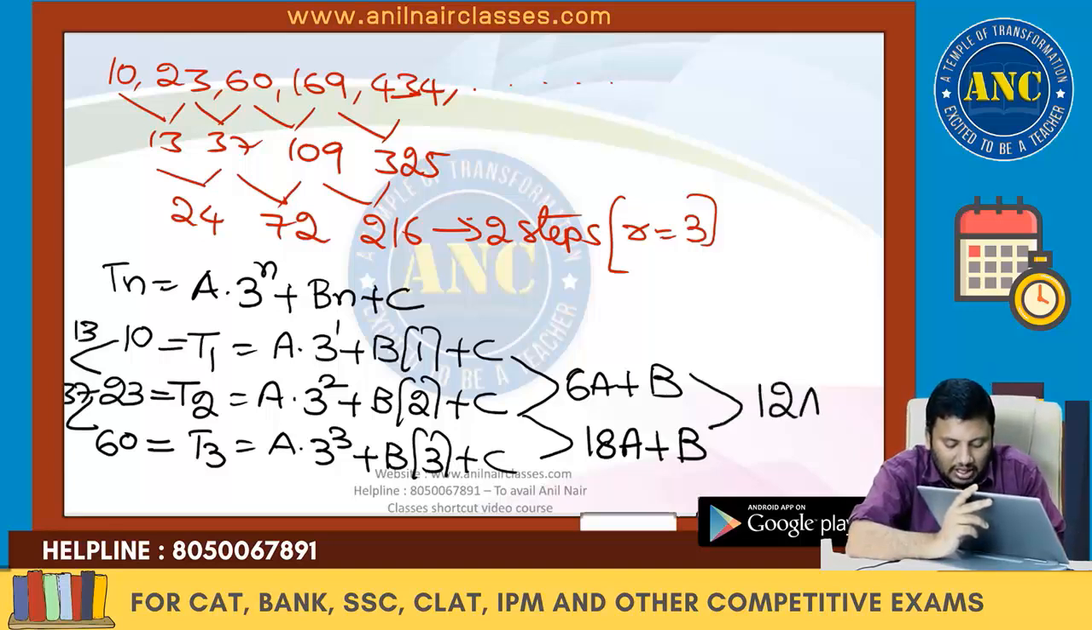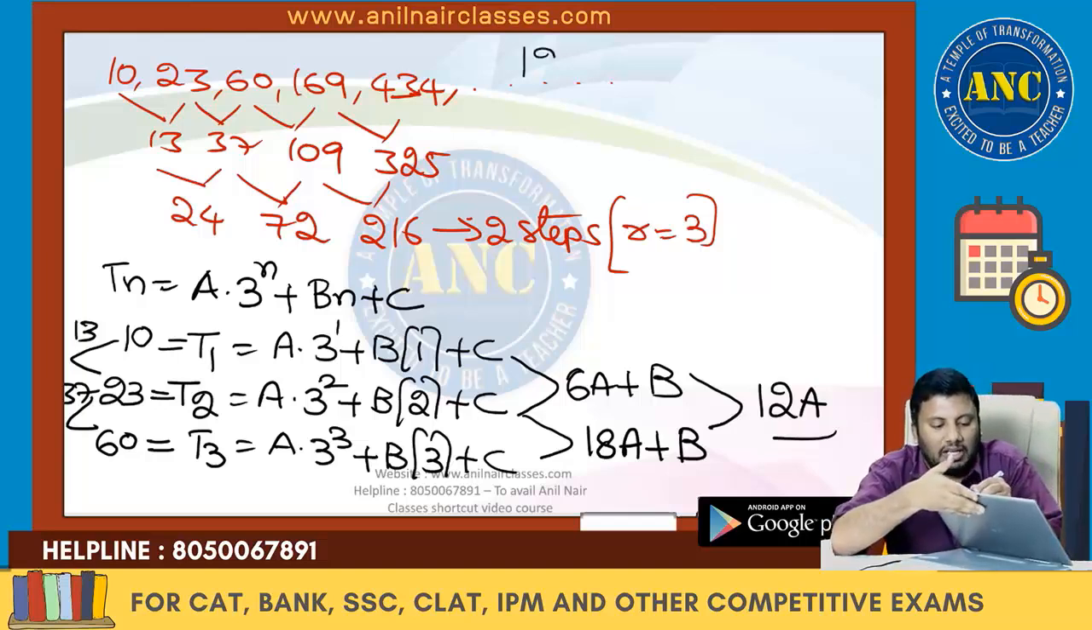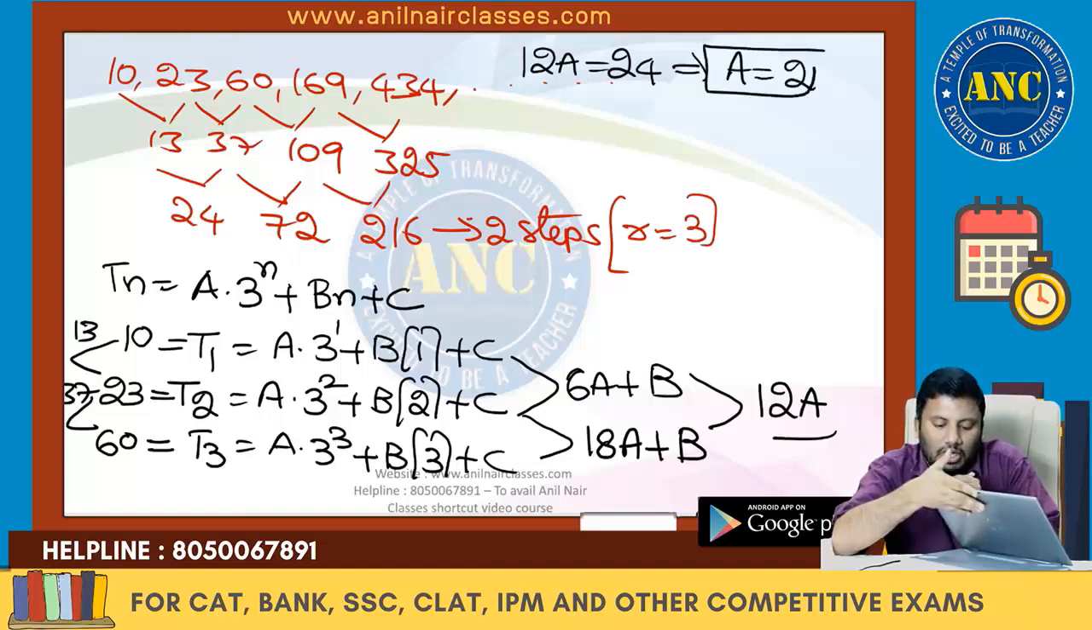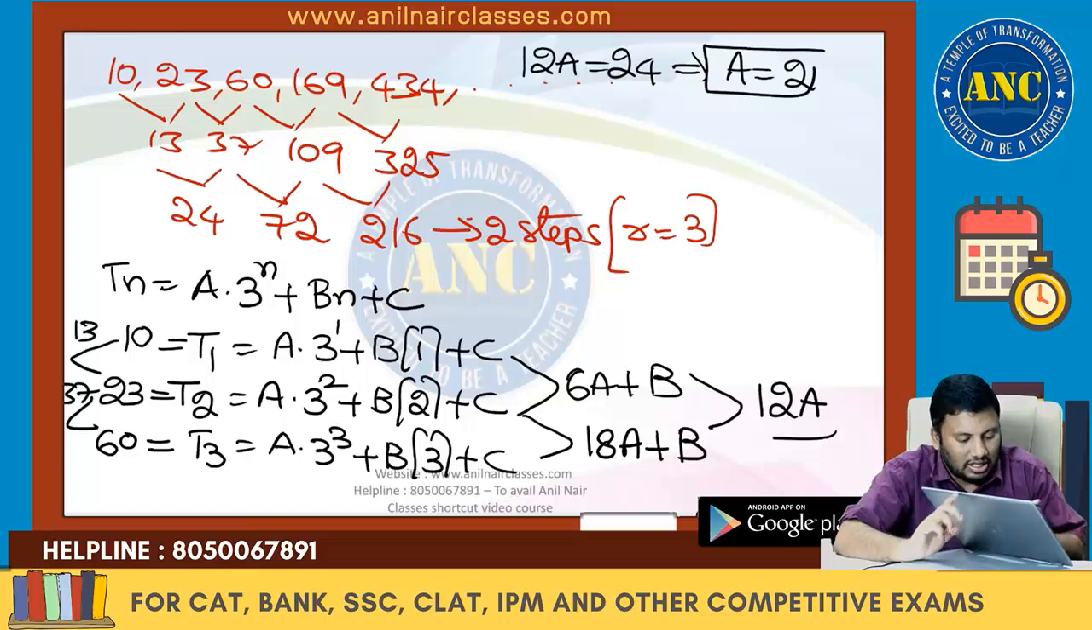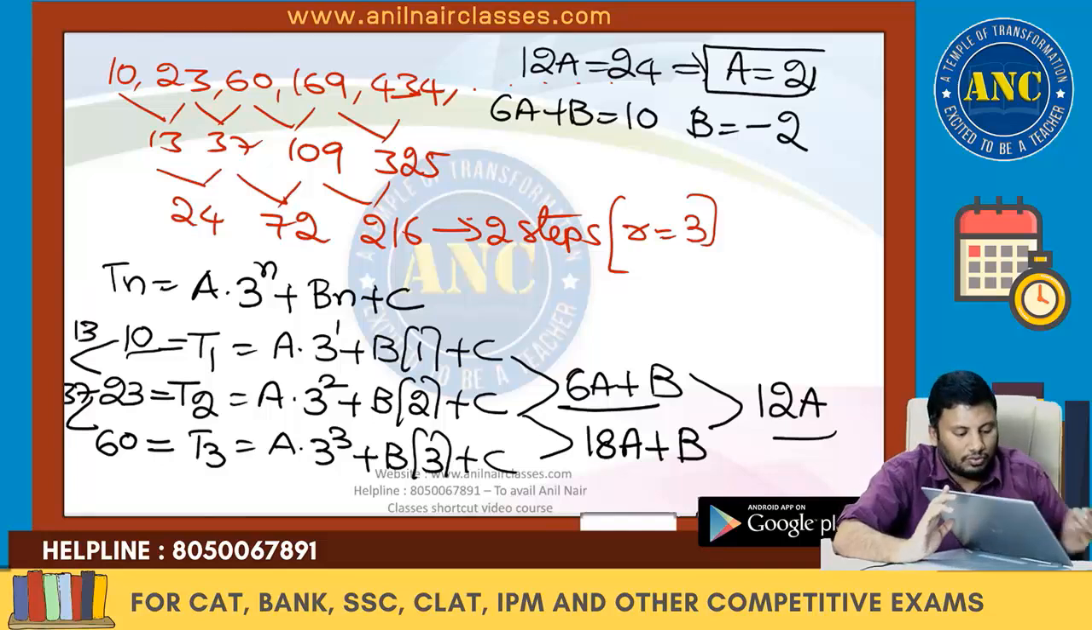Difference here is nothing but 12a. So 12a is 37 minus 13. 12a is 24. So a value is 2. 6a plus b is nothing but 10. B value is nothing but minus 2.